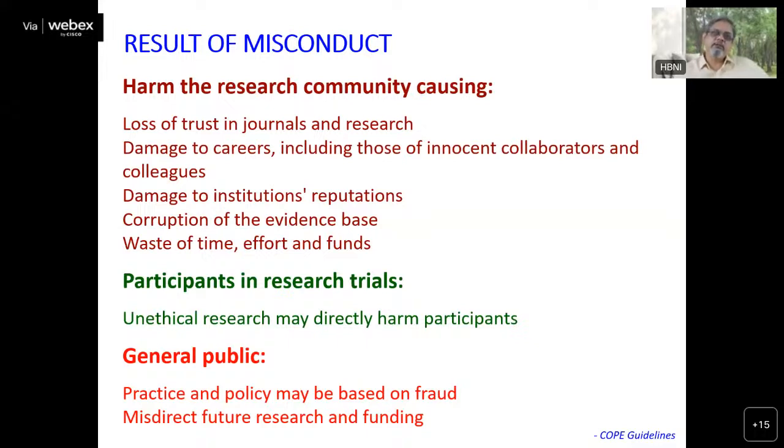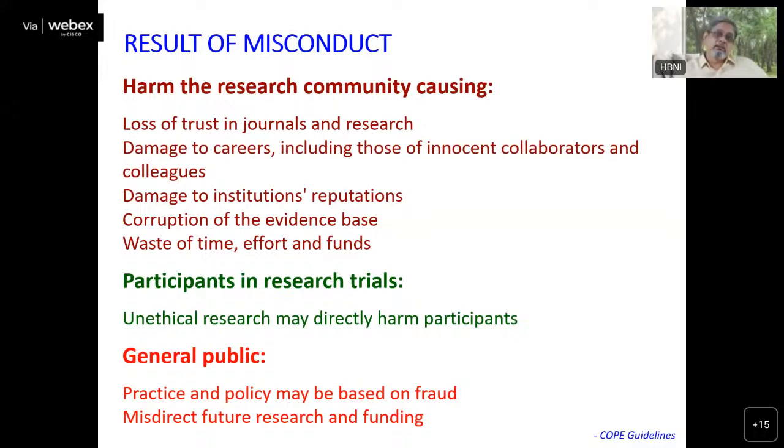This can damage the institution's reputation, because you come from a certain institution and you are caught. Not only are you prosecuted, but the institution's name also gets hit by this issue. And then the evidence base gets basically corrupted. And overall, there's a waste of time, effort, and funds.